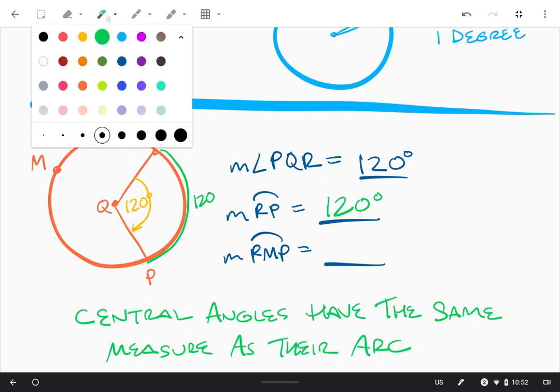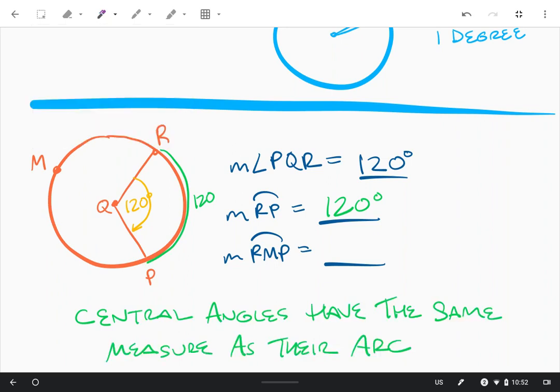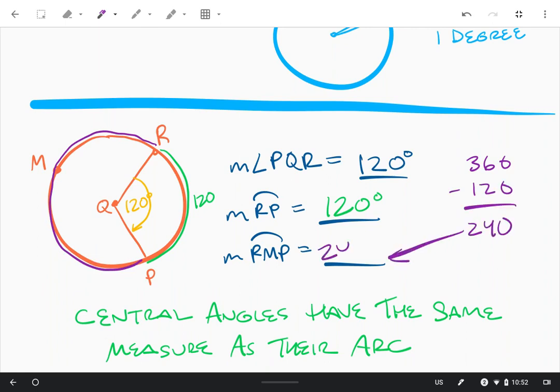And then it asks, what's the measure of RMP? RMP is this arc that goes all the way around the circle this way. Well, we know the total circle is 360. So if I subtract 120 from that, I get 240. And that's how I know that RMP is equal to 240 degrees. So that's kind of the basics of what you're going to need to be doing on these lessons.